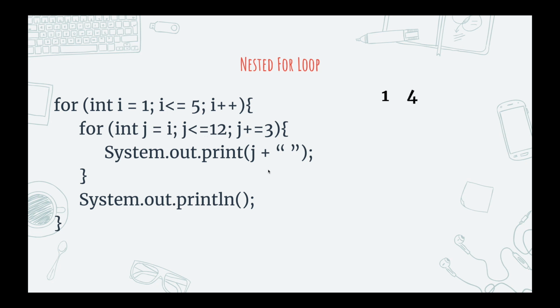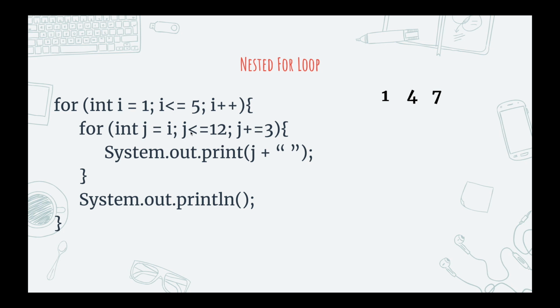Alrighty, let's update that. Let's add 3. j is no longer 4. j is now 7. Is j less than or equal to 12? Yes, it is. 7 is in fact less than or equal to 12, so it prints out 7. Alrighty. We update it again. j is now 10 because 7 plus 3 is equal to 10.